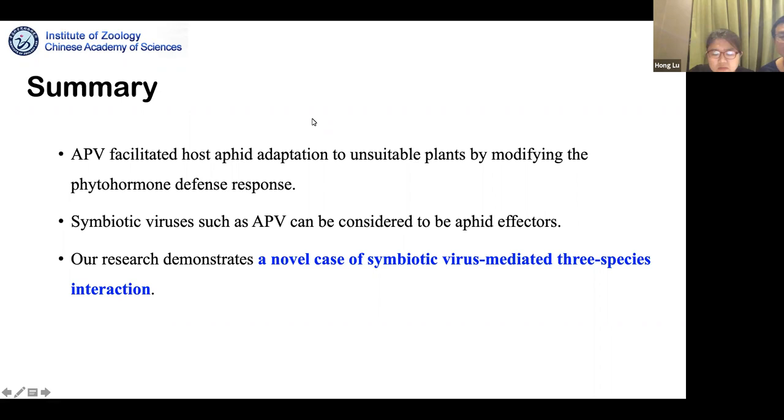Is this the survival rate or reproduction? I think the question is how many insects, how many aphids, for one replicate.